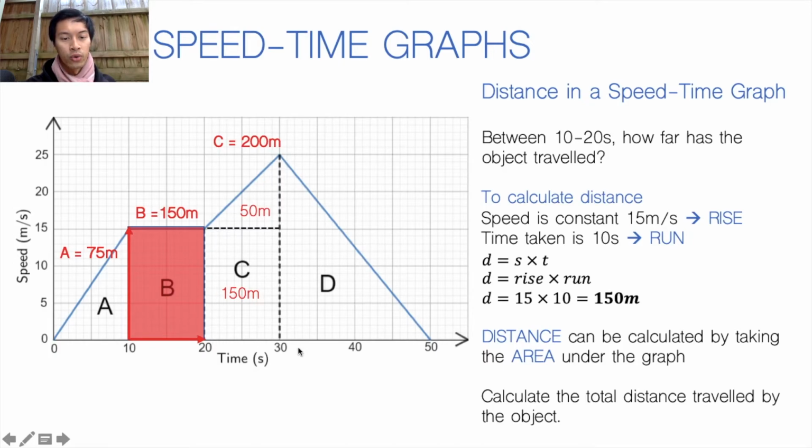And then D is a triangle, so I can then calculate that. So that is 25 times 20, which happens to be 500, divided by 2 is 250. So the total distance is 75 plus 150 plus 200 plus 250, which should give you 675 meters in total. Okay, so that's really important to be able to calculate, because we use the graph now and we use the application of geometry to calculate distance, whereas we couldn't do that before with the other graph.